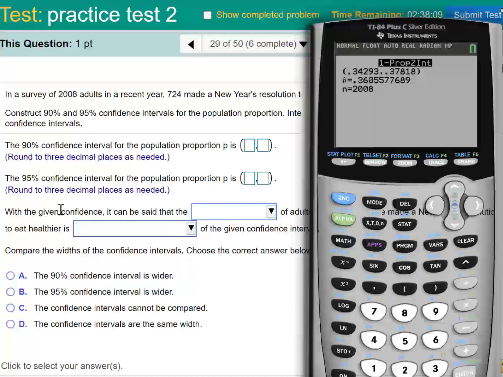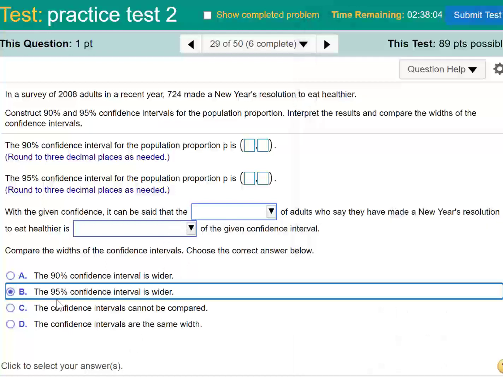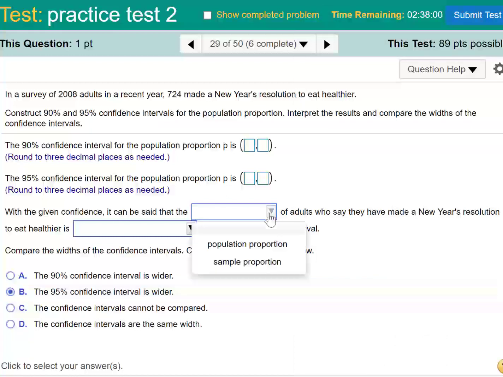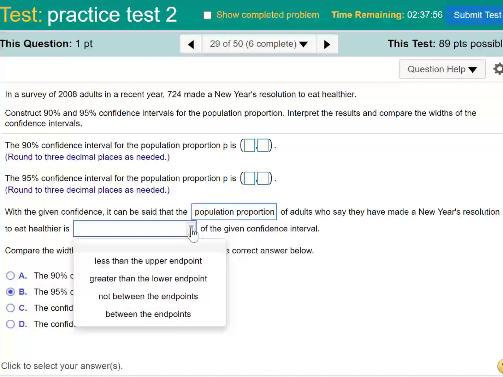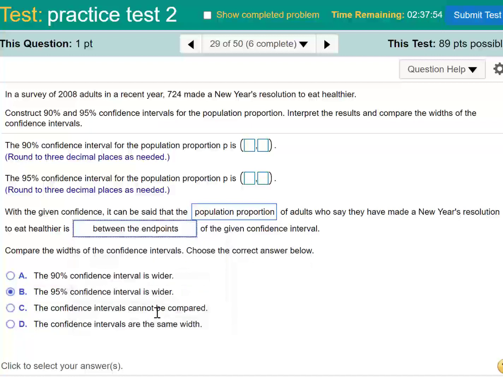The 95% is always the wider one. It's always wider. The higher the confidence level, the wider the interval. Here, population proportion between the endpoints of the given interval.